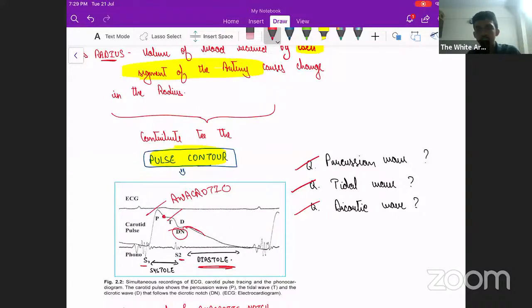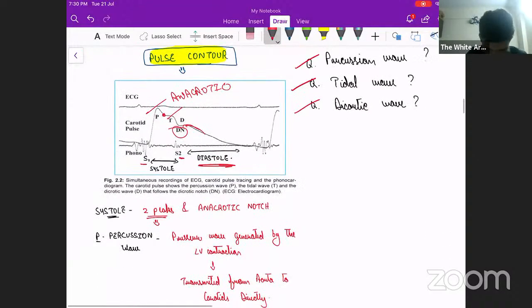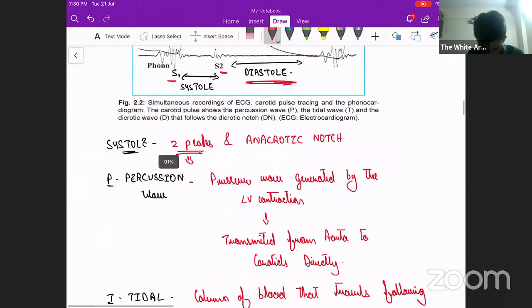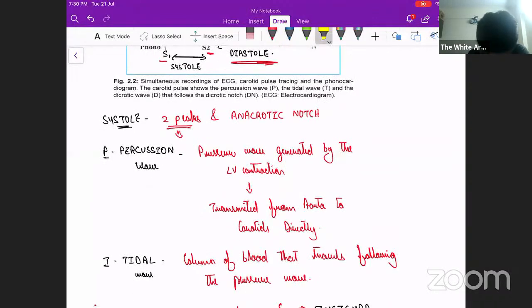So the percussion wave is transit, okay, good. Tidal is because of the volume. Then the dicrotic wave is because of peripheral vascular resistance. So good, all of you are aware of it. So let's see. During systole, you get two peaks at the carotid, along with a notch called the anacrotic notch.